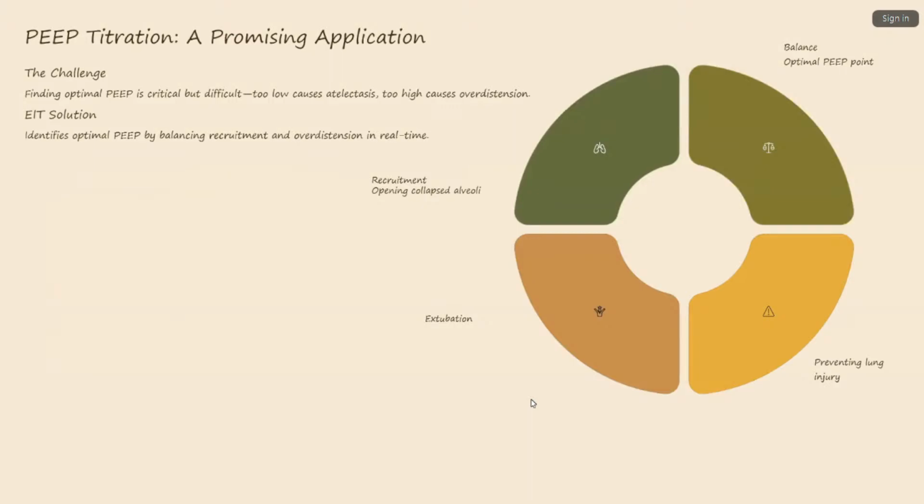We can do PEEP titration also with this. So the challenge is finding the optimal PEEP, which is critical, but it is often difficult. As we know, low PEEP causes atelectasis, and too high causes overdistension and injuries. So EIT helps us identify the optimal PEEP by monitoring the recruitment or the overdistension in real time.